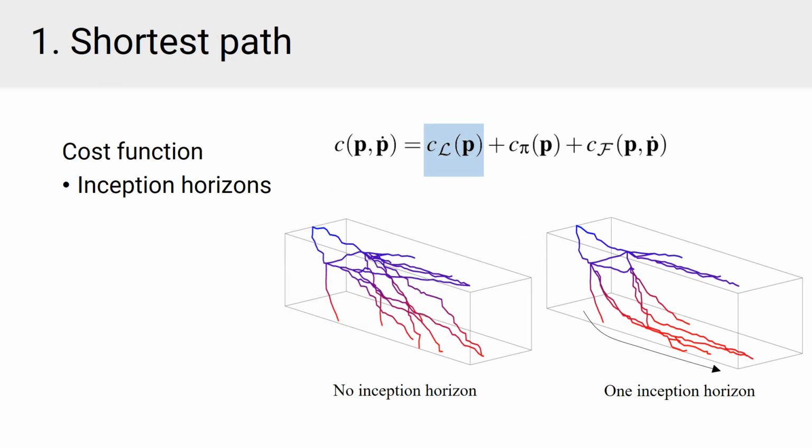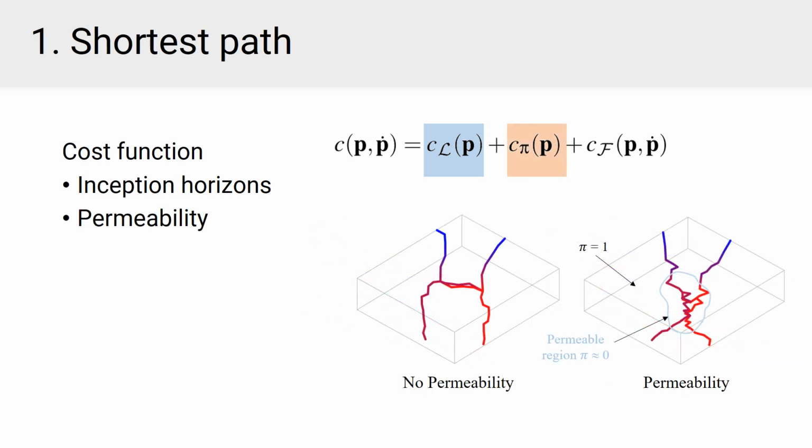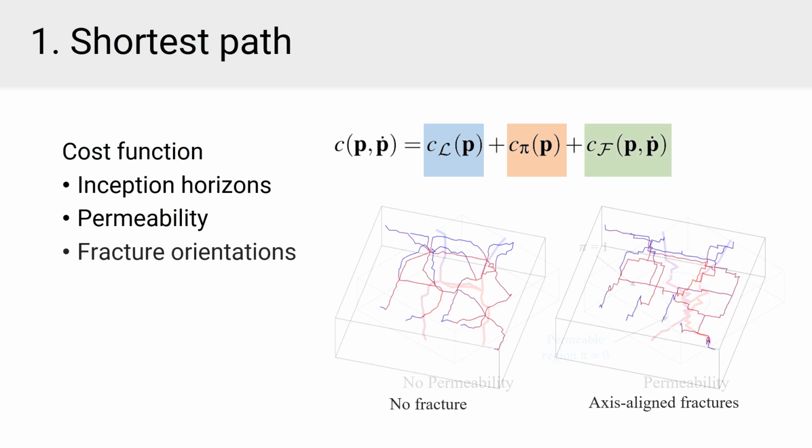The cost function takes into account geological parameters such as inception horizon, permeability, modeled as a 3D function pi, and finally, fracture orientations that influence the trajectory of the tunnels.